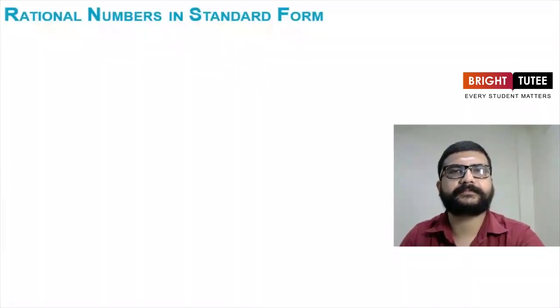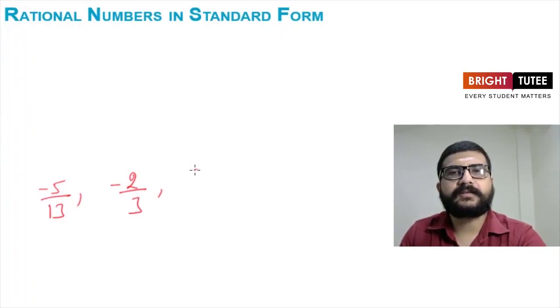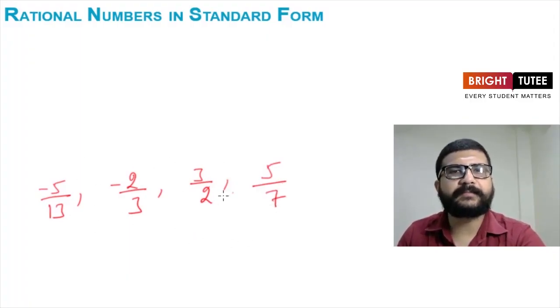So till now we have discussed how to plot a rational number on the number line. Now let us discuss the standard form of a rational number. Try to observe these numbers: minus 5 upon 13, minus 2 upon 3, 3 upon 2, 5 upon 7. What do we observe here in these numbers? Denominators of all the numbers here are positive integers.